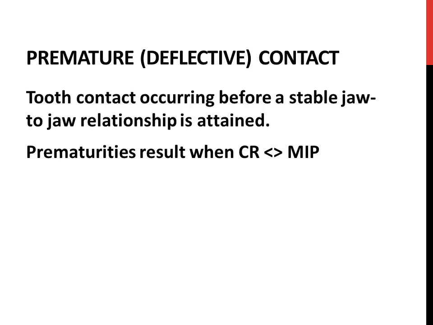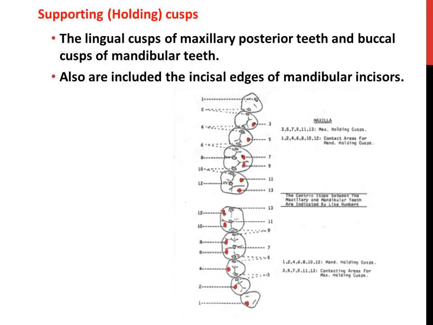Premature contact is tooth contact occurring before a stable jaw-to-jaw relationship is attained. Also known as a deflective occlusal contact, it is any contact that diverts the mandible from its intended movement or displaces a denture from its basal seat.